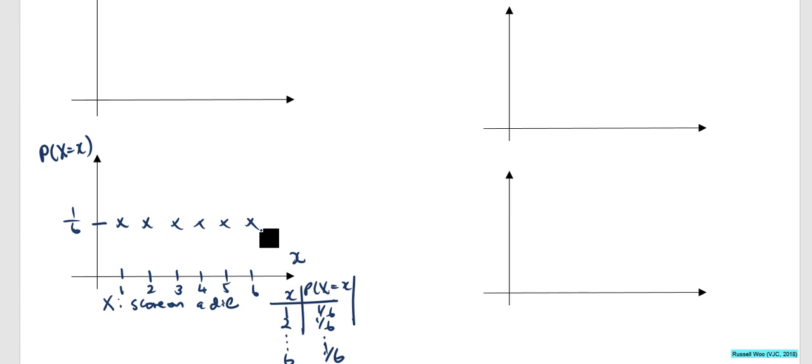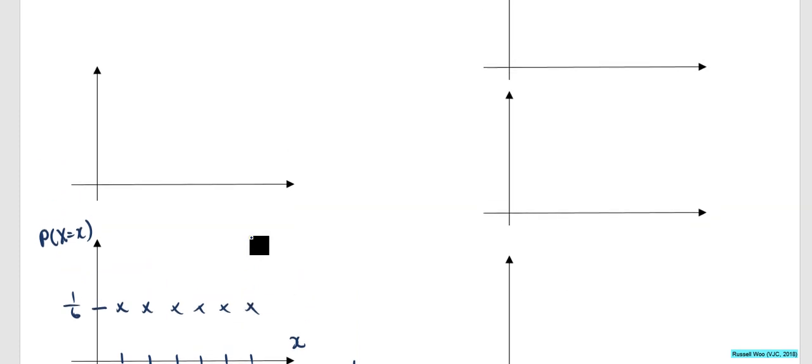Actually, how did we get there? You say, oh, very easy, right? 6 outcomes, and then 1 out of 6. The other way to look at it is this. If I toss a die 60 times, I really experimentally toss it 60 times.